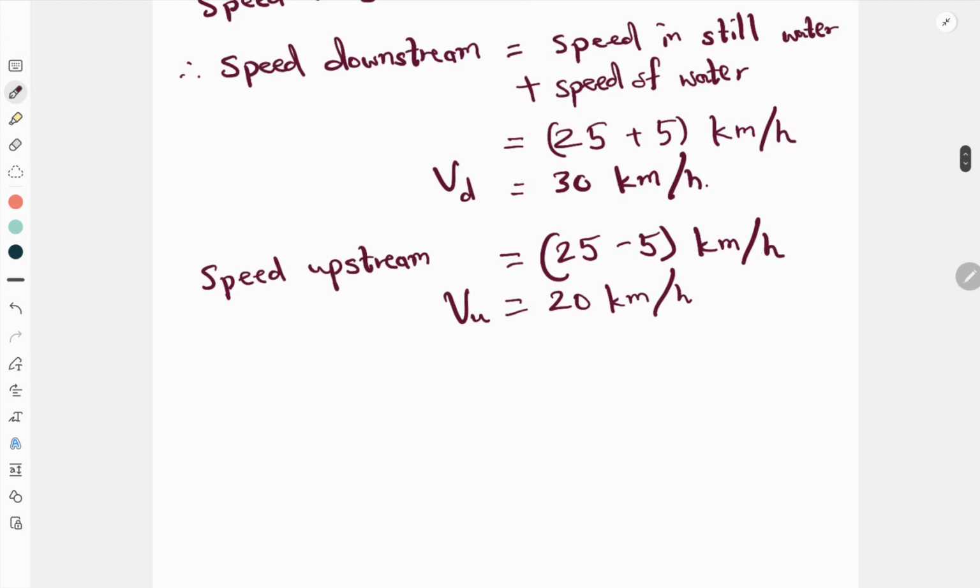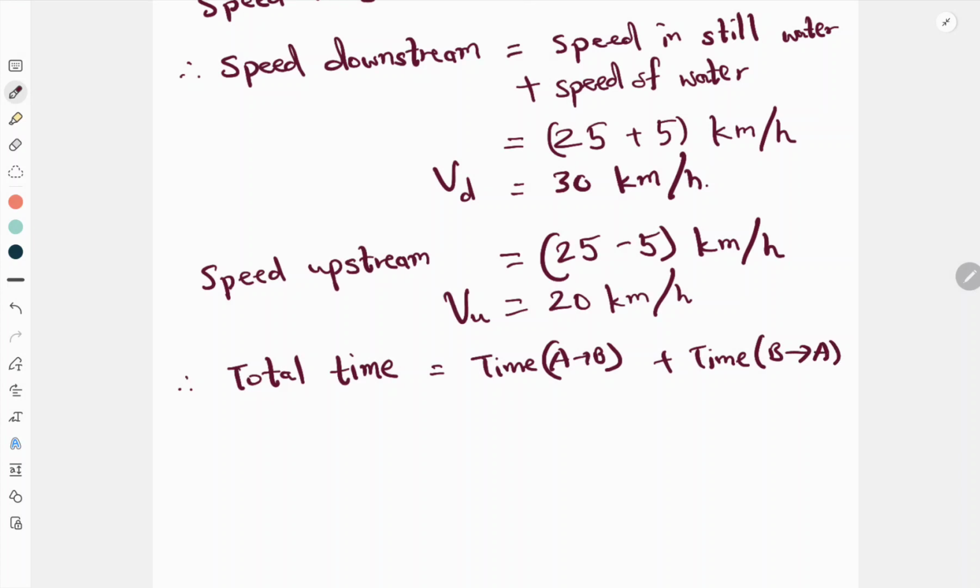Okay, so now we have all the ingredients ready for our recipe. So what do we know? The total time it takes is equal to the time from A to B plus the time from B to A, which is equal to, time is distance divided by speed.